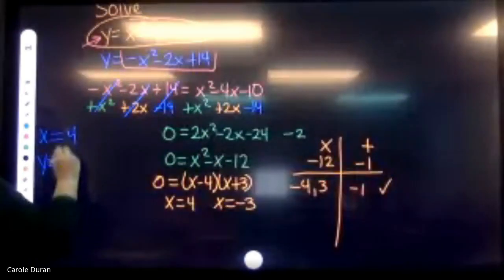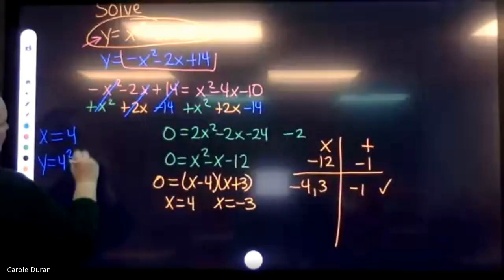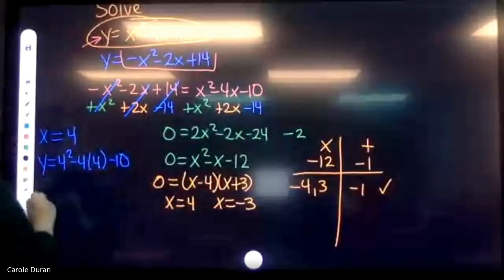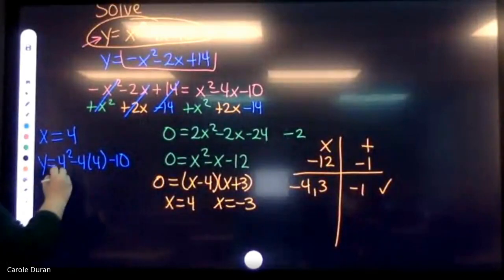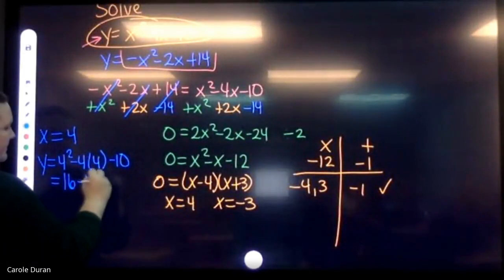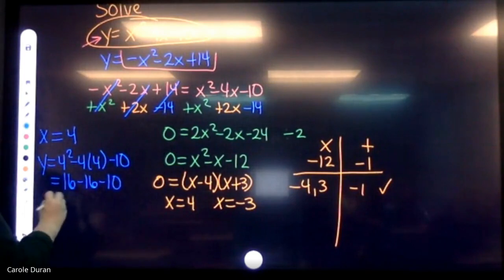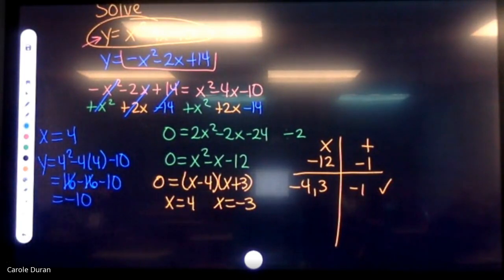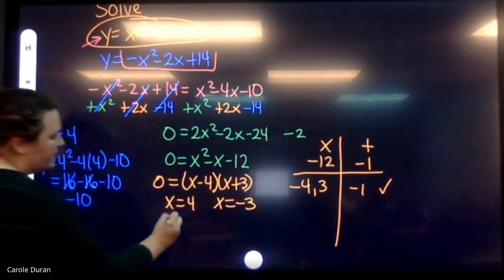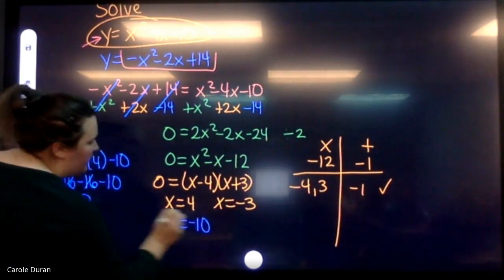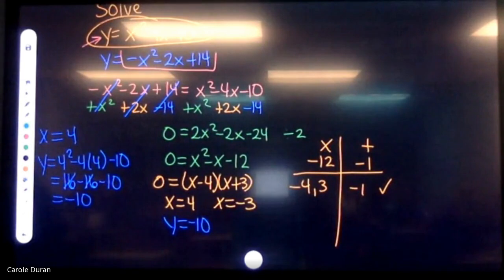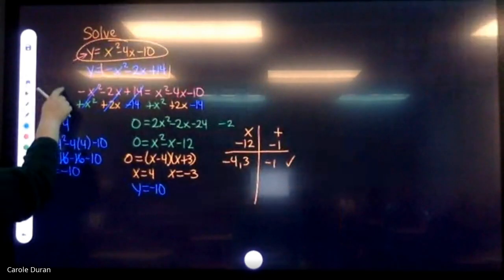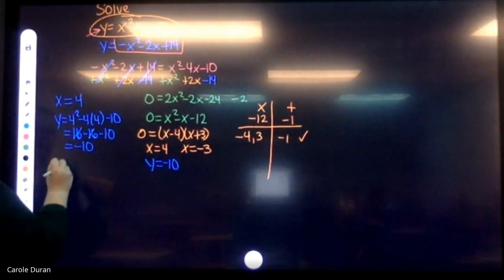When I do, I get 4 squared minus 4 times 4 minus 10. I simplify that into 16 minus 16 minus 10. 16s cancel, leaving me just with a negative 10. So 4, negative 10 is going to be my first solution point. I'm going to do the same thing then with my x equals negative 3.